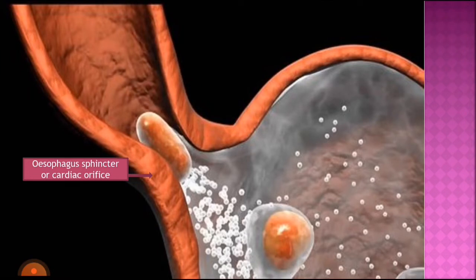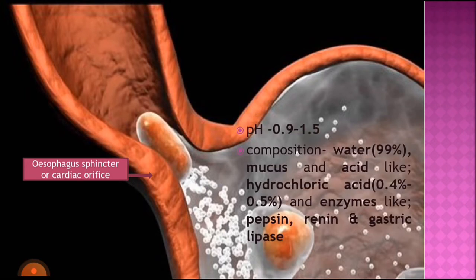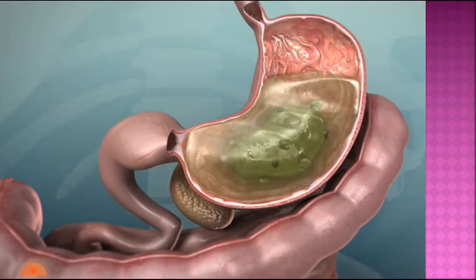It contains mucus, acid like hydrochloric acid, and enzymes like pepsin, rennin, and gastric lipase, which help in breaking food into further smaller pieces. The gastric juices are highly acidic and have pH of 1.5 to 3.5, and they contain almost 99% water.